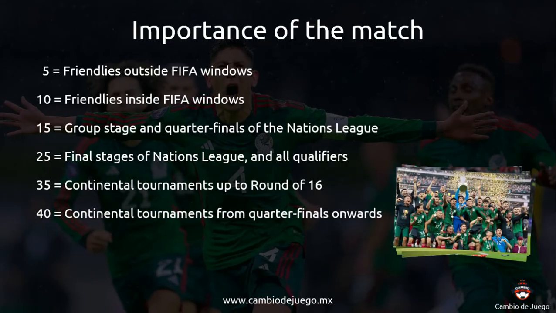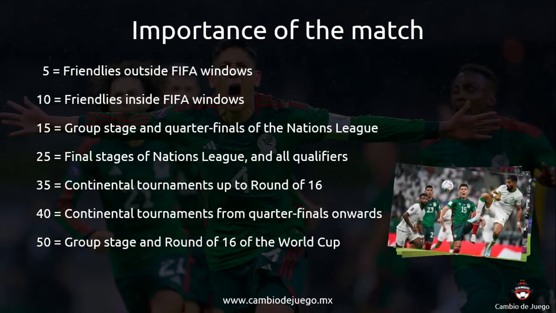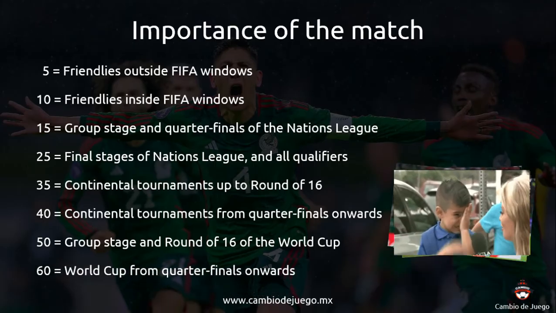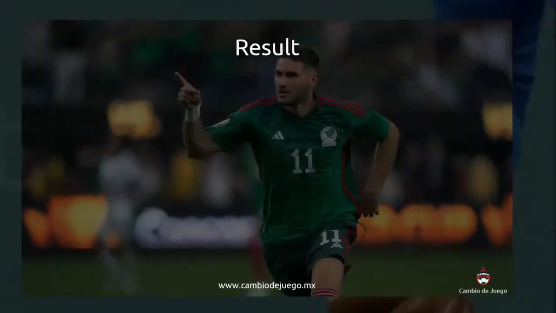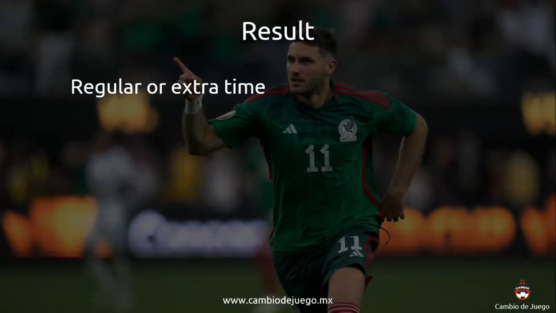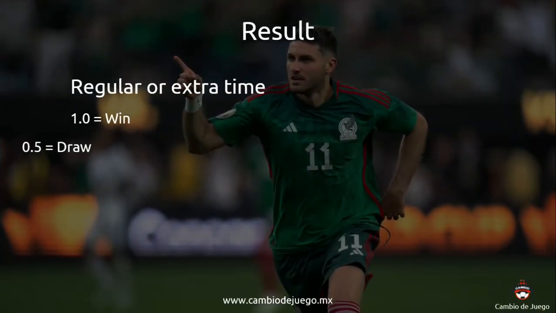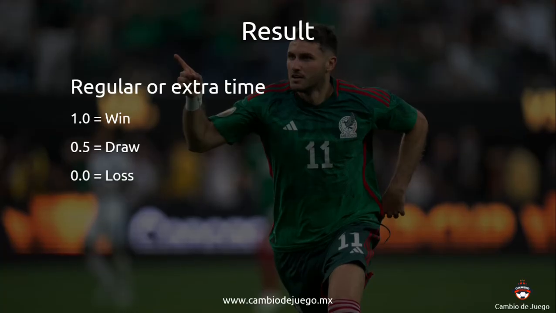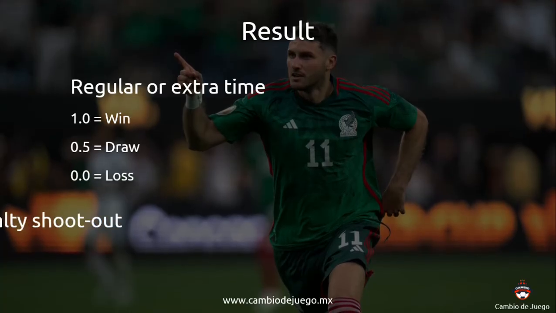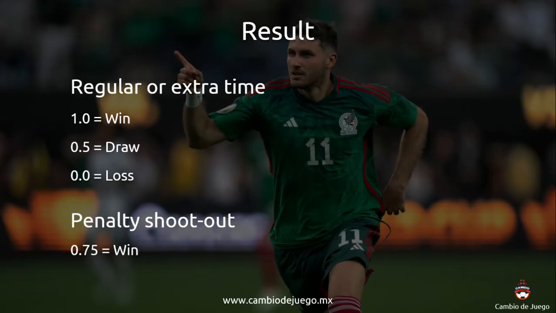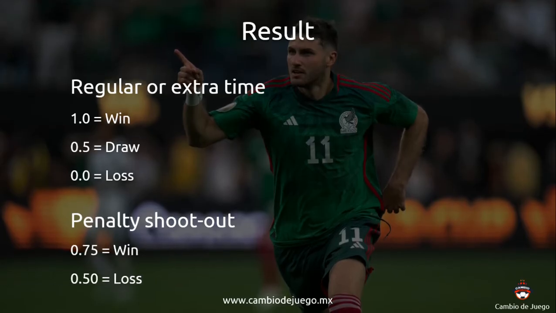Finally, we have the most important competition, the World Cup. It's 50 points for the group stage and round of 16 and 60 from the quarterfinals onwards. Then we have the result. If the game ends in 90 or 120 minutes, you get 1 point for a win, half a point for a draw and 0 for a defeat. If it goes to penalties, the winner gets 0.75 points and the loser half a point.